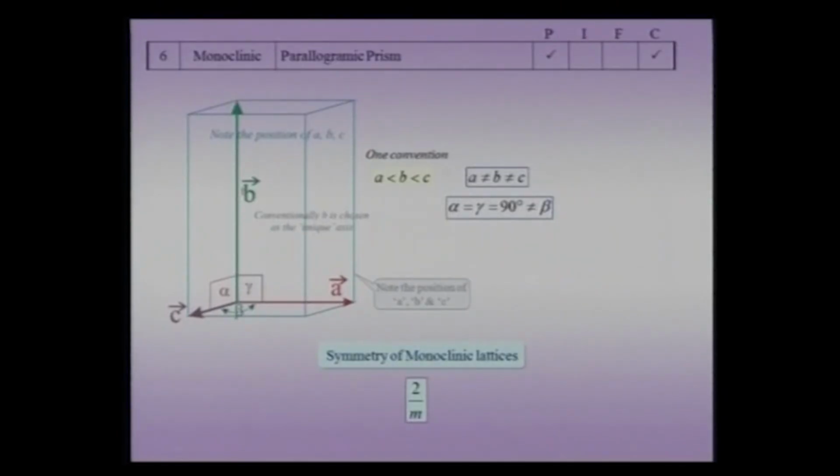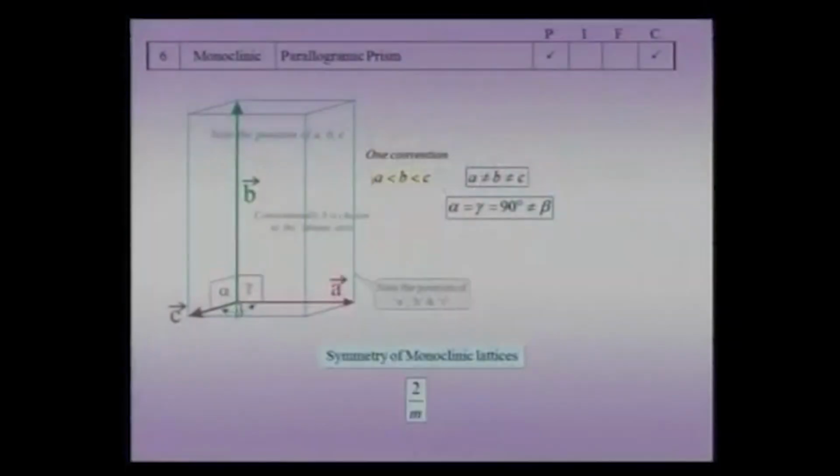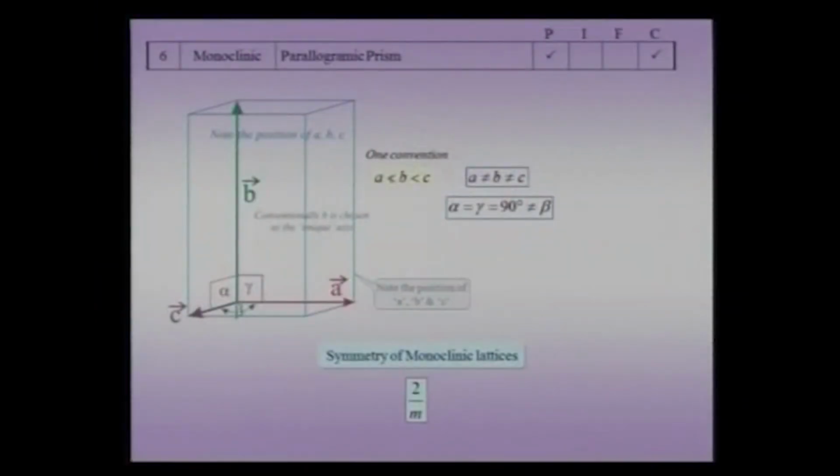Now, there are many conventions of choosing the A and B's, but one convention is that we choose A to be smaller than B to be smaller than C, and the conventions are helpful in communicating with other crystallographers. But if a different convention has been chosen to represent the same lattice, then that has to be explicitly stated so that there is no confusion as to which is the shortest or the next shortest or the longest lattice parameter among the three lattice parameters.